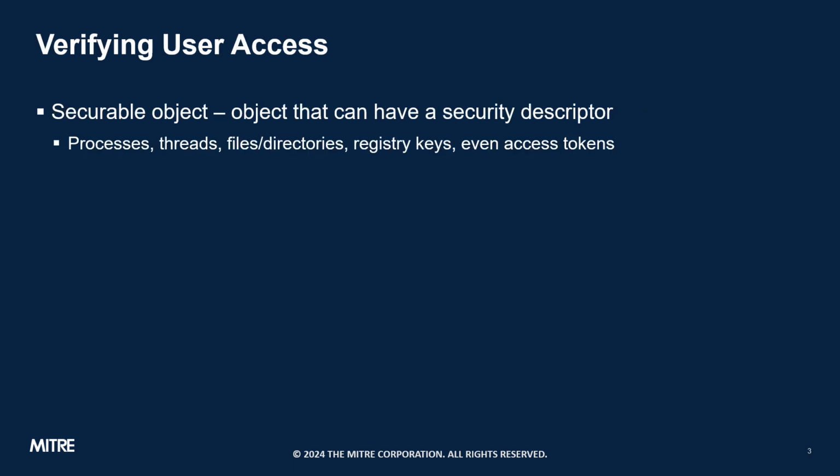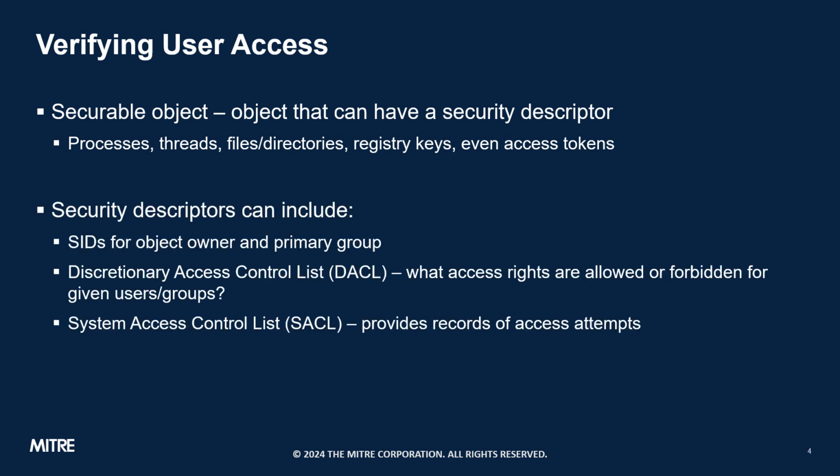The first term is secureable object, which is essentially an object that can have a security descriptor. These include processes, threads, files, directories, registry keys, among other objects. Even access tokens themselves are considered secureable objects. Security descriptors contain the security information for a given secureable object.